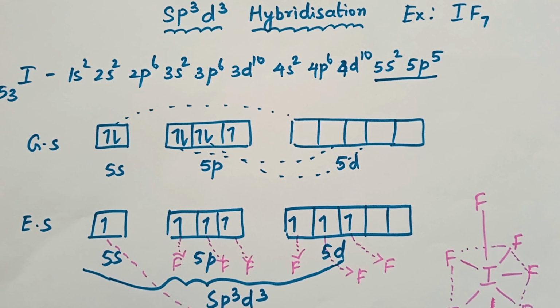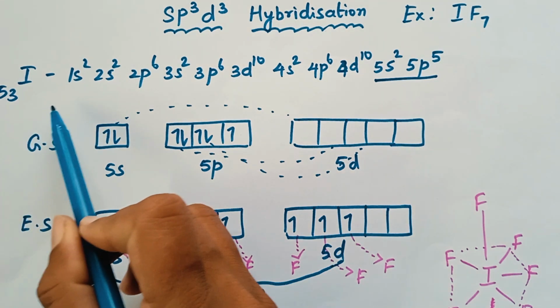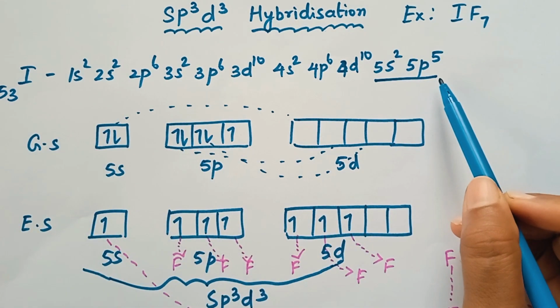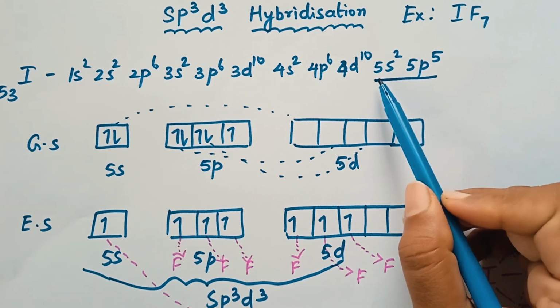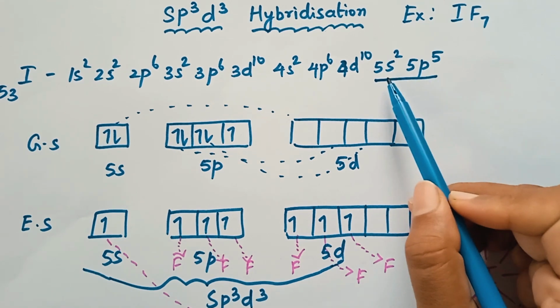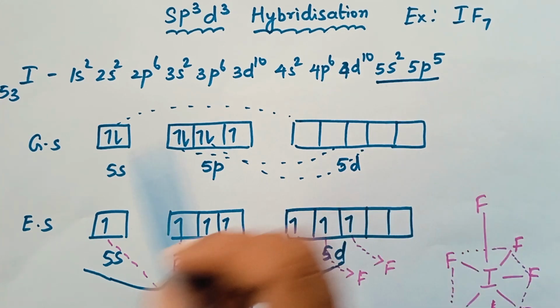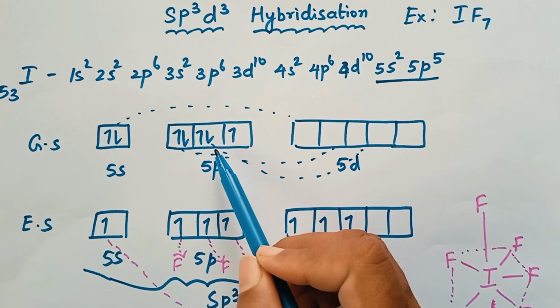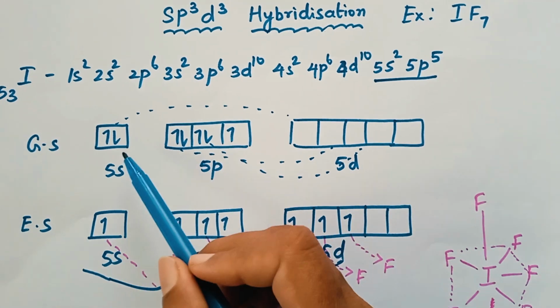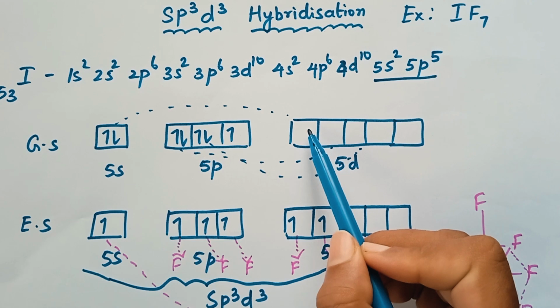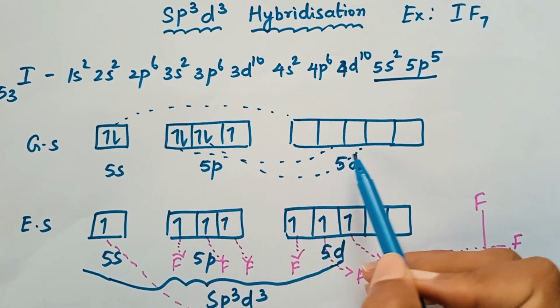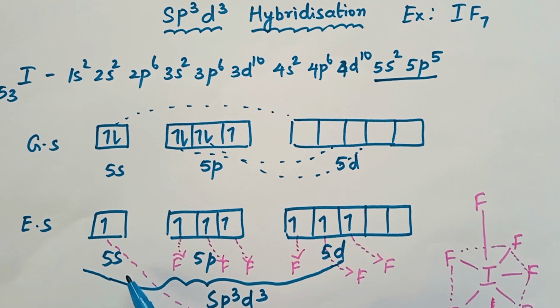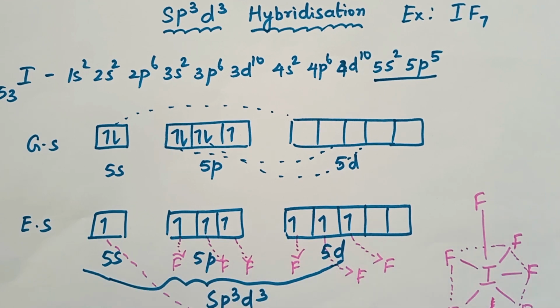Next we will see sp3d3 hybridization. Example is IF7. The atomic number of iodine is 53, so it has an electronic configuration like this. Let me see the valence electrons. It has 5s2, 5p5. So in the ground state, there will be 2 electrons in 5s and 5 electrons in 5p orbital. In the excited state, 1 electron from 5s shifts to the 5d orbital and 2 electrons from 5p shift to the 5d orbital, and it forms sp3d3 hybrid orbitals.